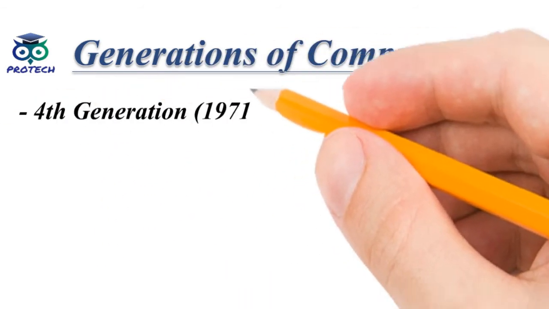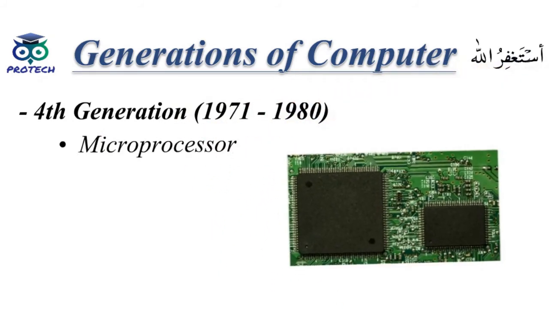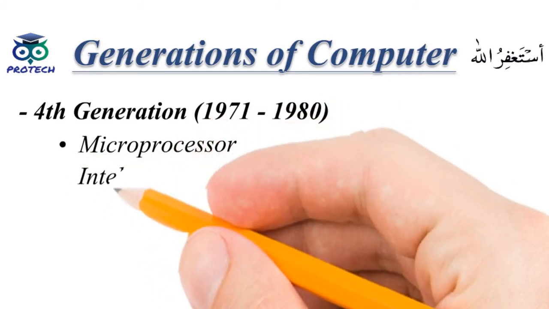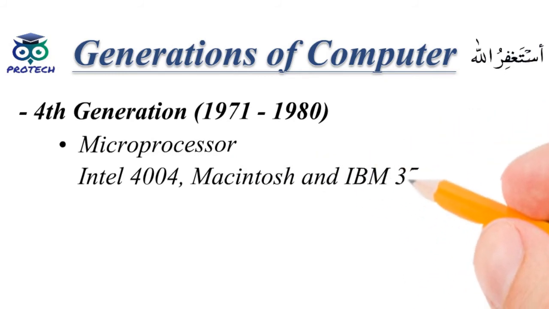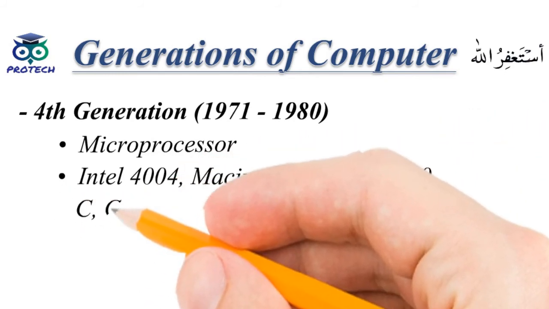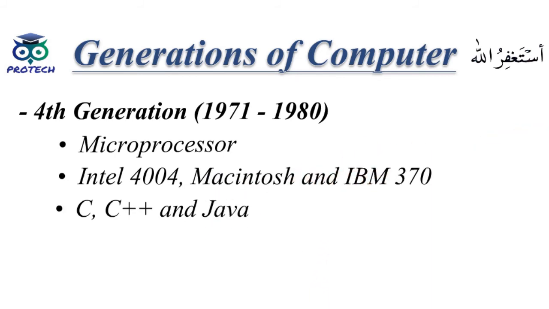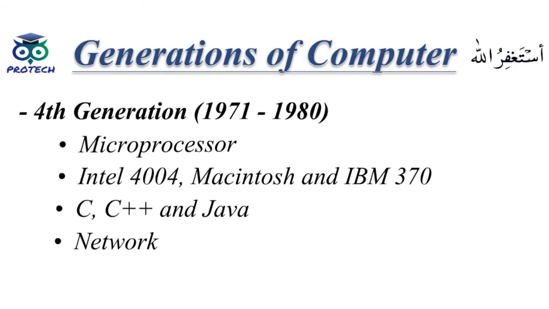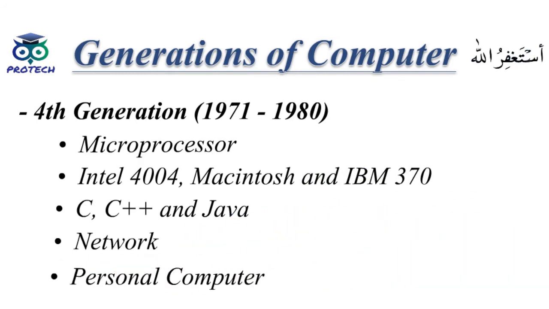The next one is fourth generation computers. These computers used the microprocessor, which contains the functions of the central processing unit and is also known as the brain of the computer. Intel 4004, Macintosh and IBM 370 are examples of fourth generation computers. In these computers, C, C++ and Java languages were used. These computers became more powerful, accurate and faster. The computers were able to connect with other computers to form a network. They were also called multi-purpose computers because they can perform various tasks.